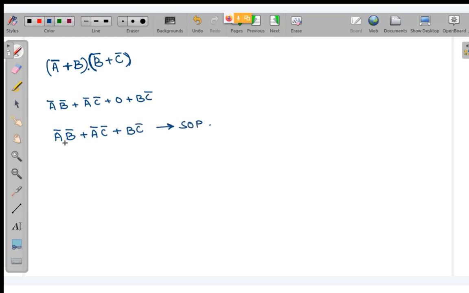Now if I calculate the min terms for this, what you can see is A equal to 0, B equal to 0, C is not present. So this will be 0, 1.